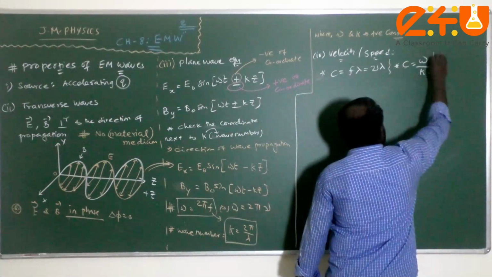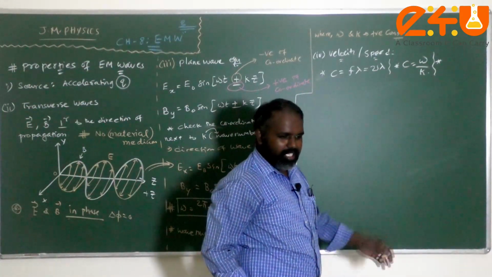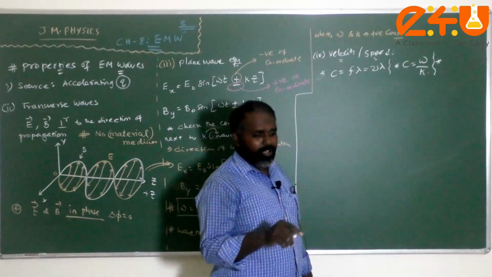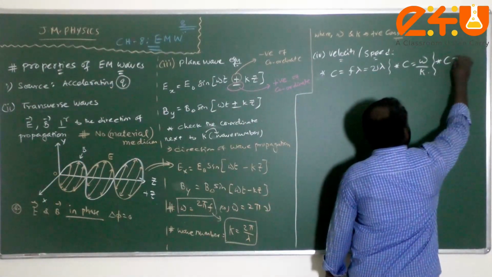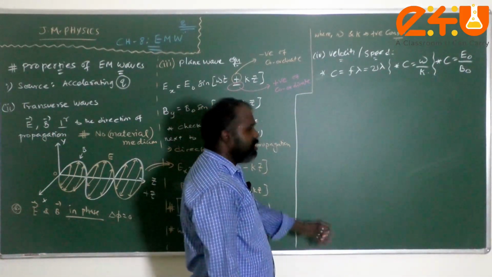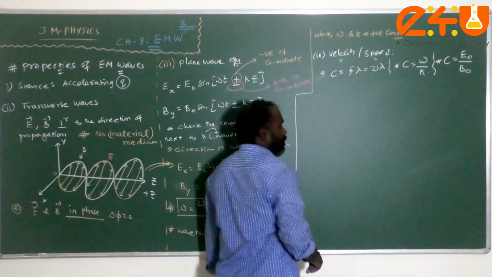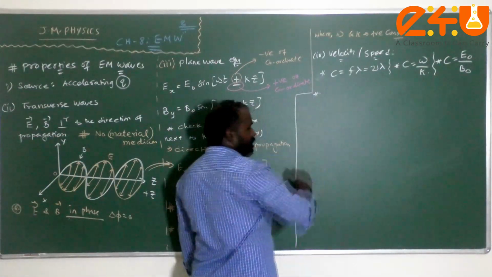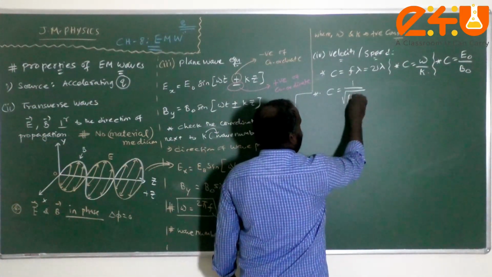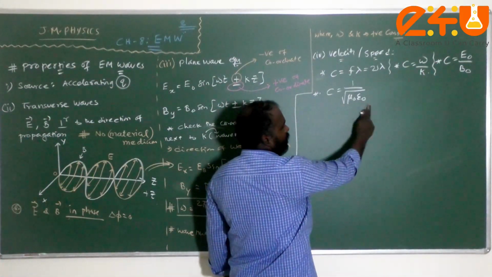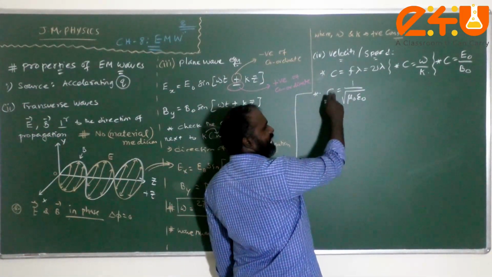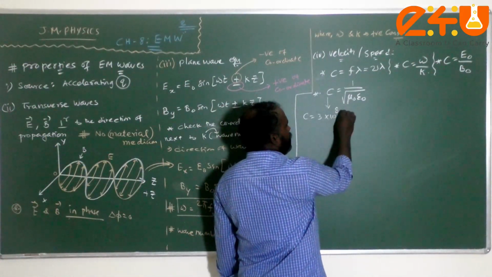Omega by k. Since we already discussed the velocity selector in chapter 4, magnetic effect of electric current, the Lorentz force concept, there we said the velocity selector formula is V is equal to E by B. Similarly I can write that c is equal to E naught by B naught. Yes, these are the formulas related to the constants of the wave, and another formula relates to the property of the medium, that is c is equal to 1 by root of mu naught epsilon naught. Permeability in free space, permittivity in free space, that we know. The value is the speed of light in air or vacuum, c equal to 3 into 10 to the power of 8 meter per second.